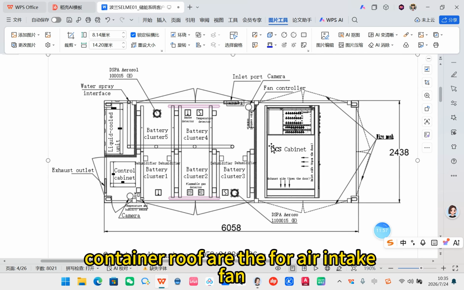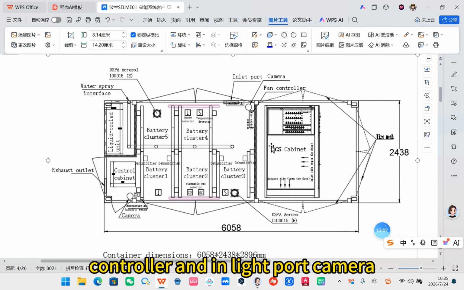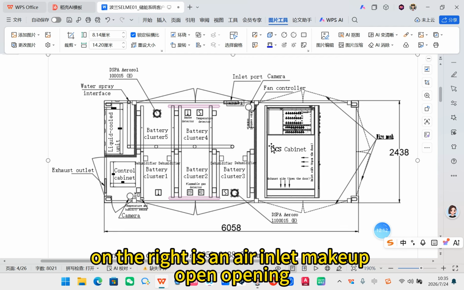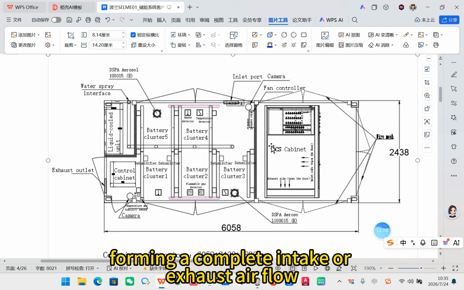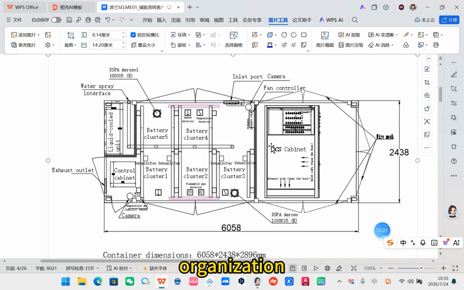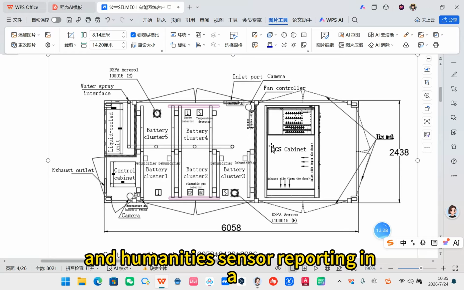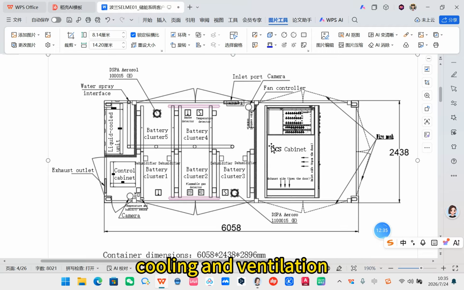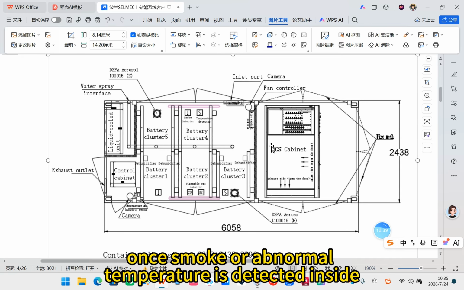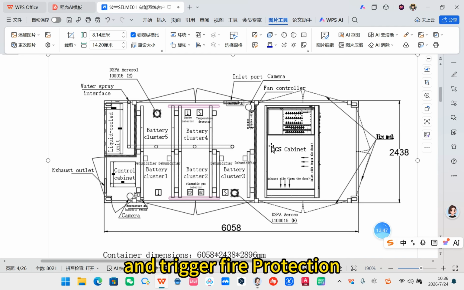Next part, ventilation and smart monitoring. On the container roof are the air intake, fan controller, and the inlet port camera. On the right is an air inlet make-up opening, forming a complete intake and exhaust airflow organization. At the bottom is the temperature and humidity sensor, reporting in real time to the EMS for linked cooling and ventilation. When smoke or abnormal temperature is detected inside, the BMS immediately reduces power and triggers fire protection.